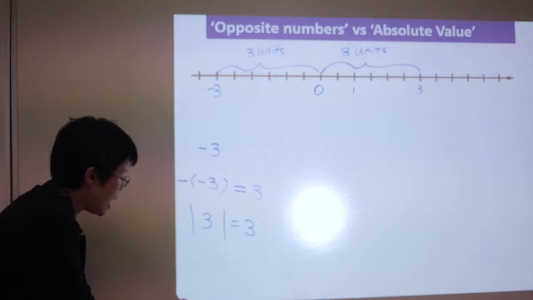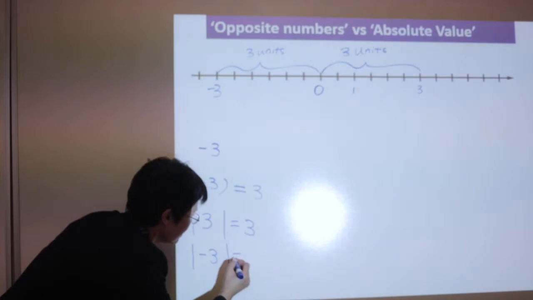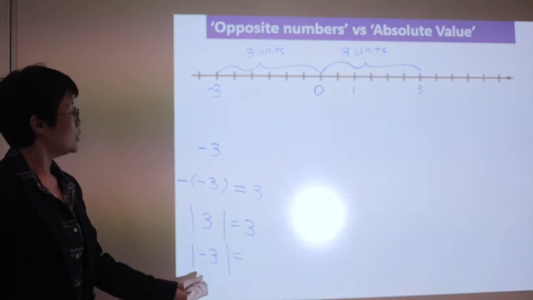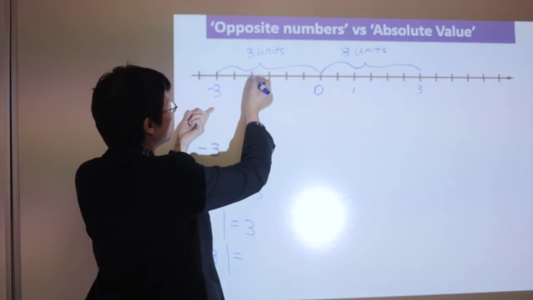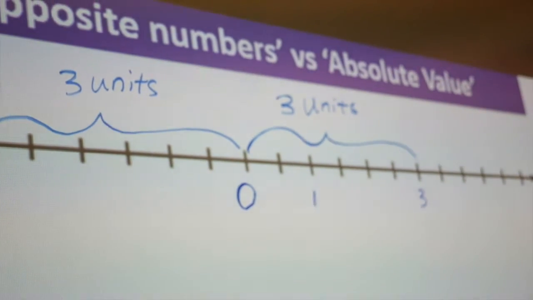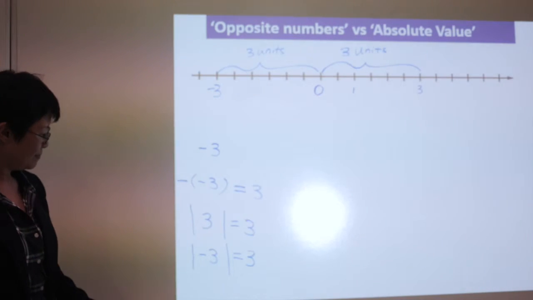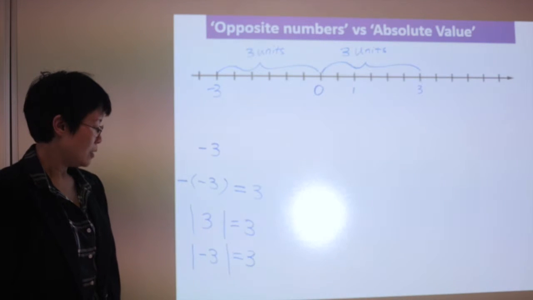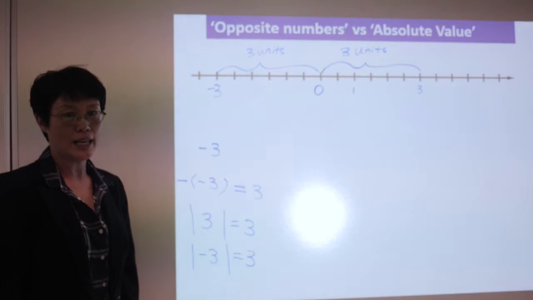Now, what is the absolute value of negative 3? Again, this means we are looking for the distance between 0 and negative 3. Let's count: 1, 2, 3. Again, 3 units. So the absolute value of negative 3 is also 3. Do you see they have the same absolute value? That means opposite numbers have the same absolute value.